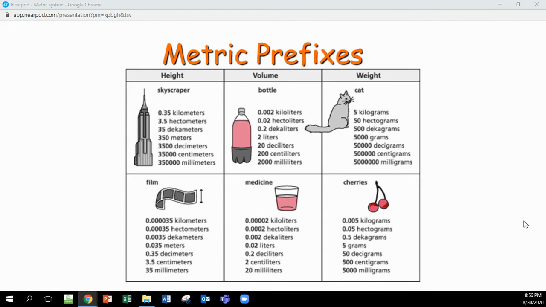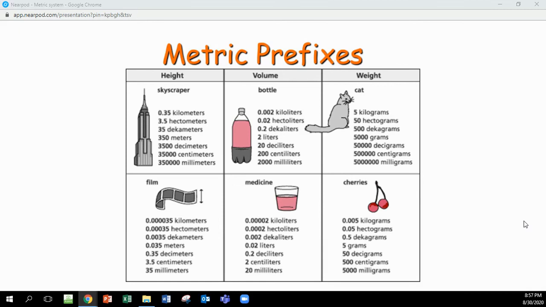For volume, we talk about volume in terms of liters in chemistry or in science. We talk about measurements of distance in terms of meters. We talk about volume in terms of liters. So you can have 2 liters, which is the same as 2,000 milliliters, which is the same as 0.002 kiloliters. When we talk about weight in science, we talk about mass, in terms of grams.